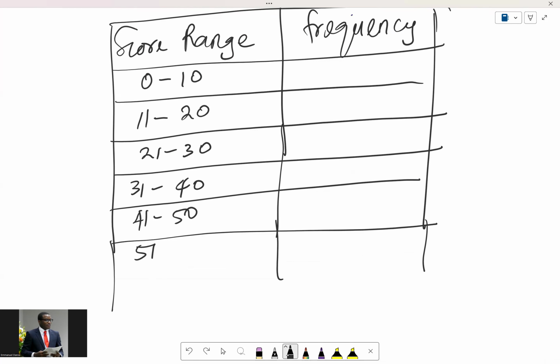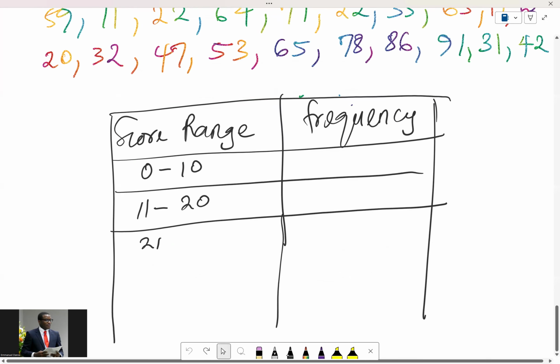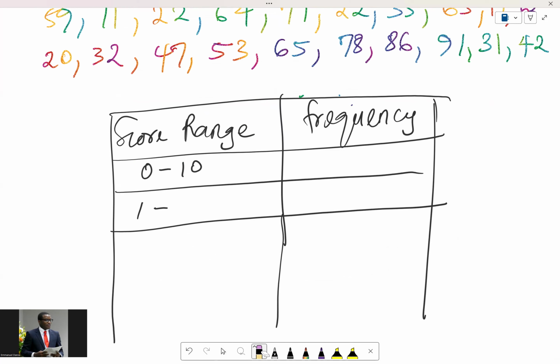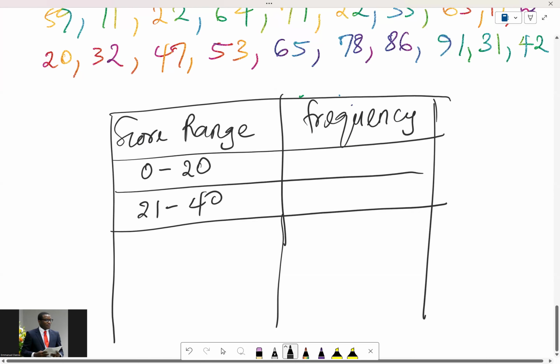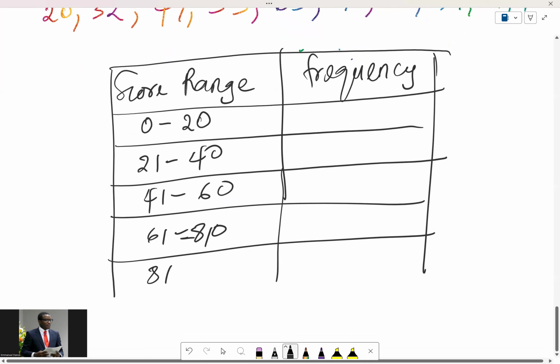Let me shorten it. Let me make it into 20 so we don't have to go all this far. Of course it depends. You have to choose based on what you are interested in, what you want to find, right? So to make it faster, 0 to 20, 21 to 40, 41 to 60, then 61 to 80, and then 81 to 100, like this.